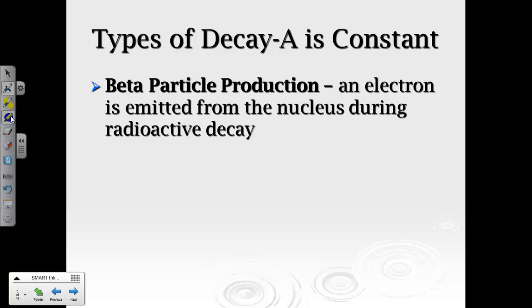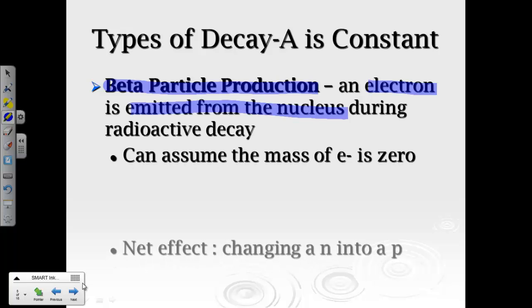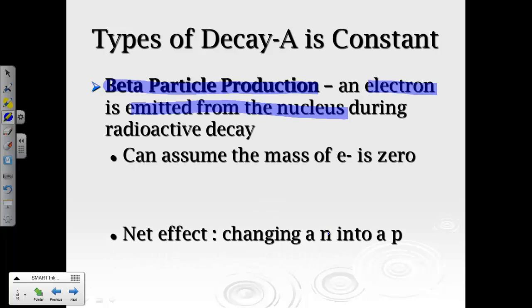Okay, the next one that we've got is beta particle production. Alpha particle was discovered first, beta particle was discovered second. A beta particle is where an electron is emitted from the nucleus. Now that may sound odd because hopefully we recognize that electrons usually aren't in the nucleus. But essentially what happens here is we take a neutron, we rip off its negative charge, and we turn it into a proton. So how do we write that?